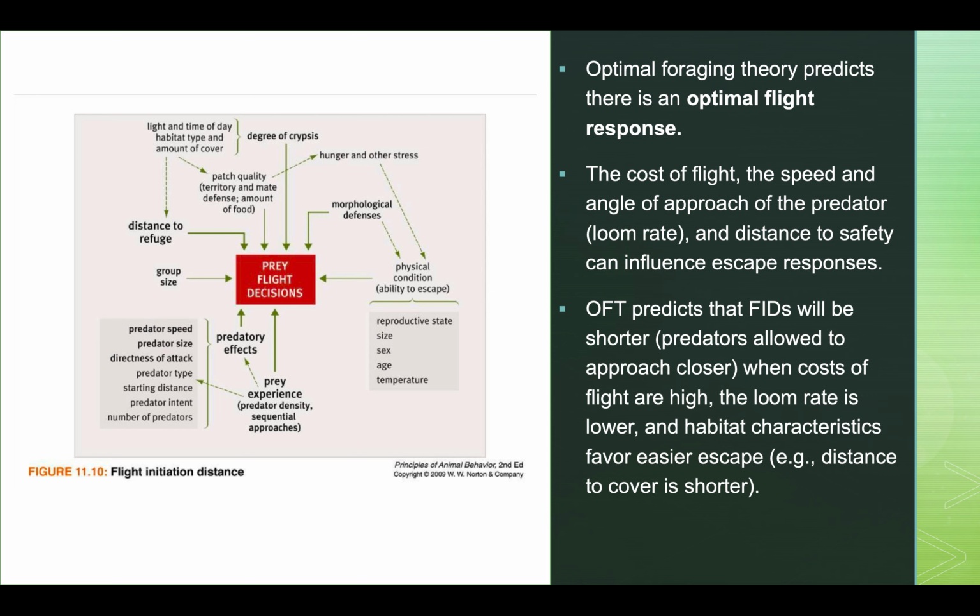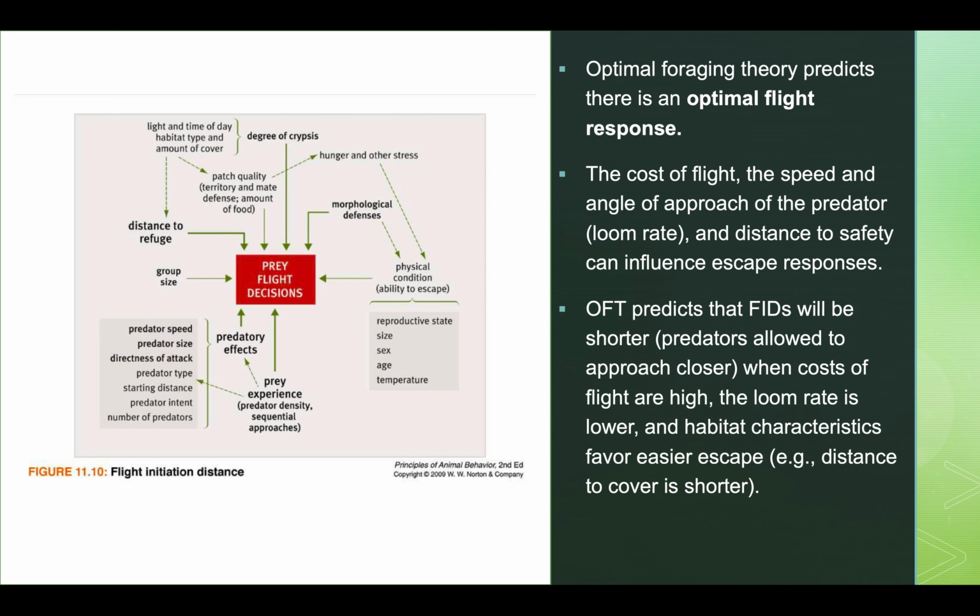So optimal foraging theory also predicts that there's an optimal flight response. Fleeing is really costly because it takes a lot of energy, and again, you're giving up potential food intake. So it incorporates a couple of different components of flight: the energetic cost of flight, how fast you're going, the angle of approach of the predator, and distance to safety. All of these things can influence escape responses.